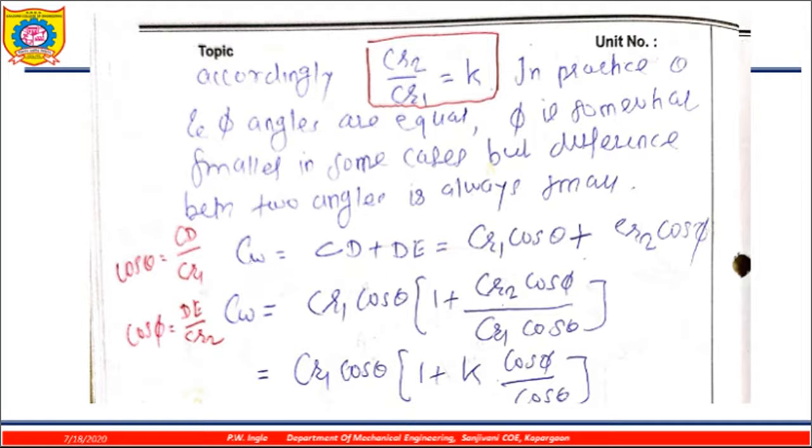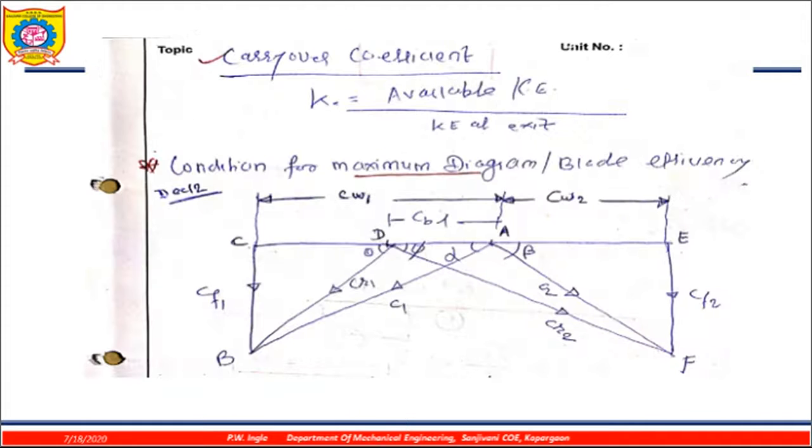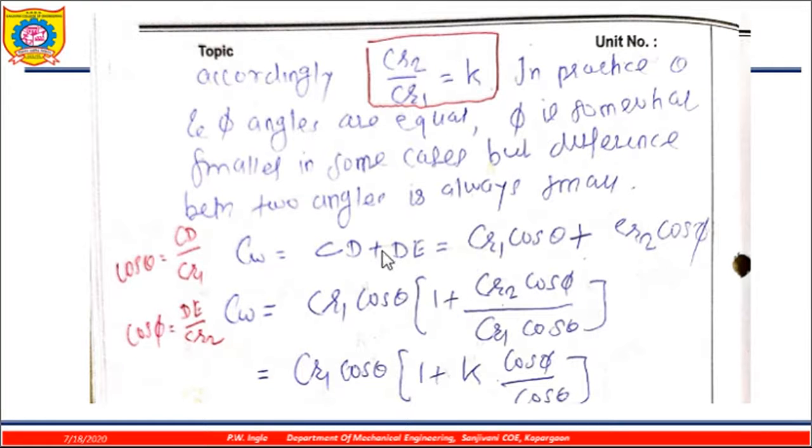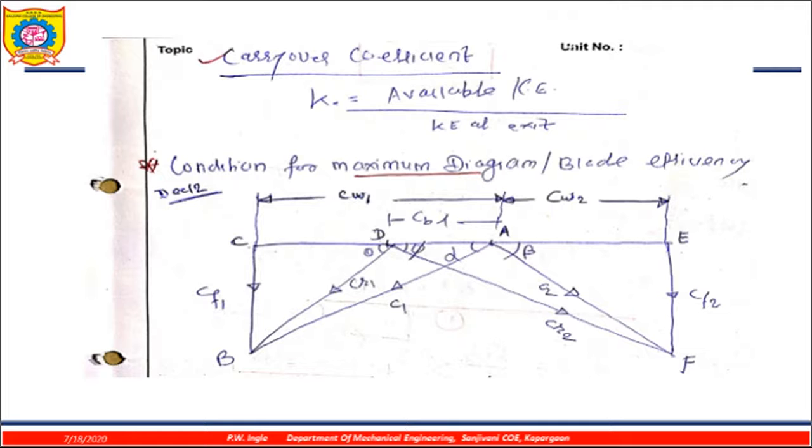Now what is CW? CW is nothing but CW1 plus CW2. So it is CD plus DE. This complete vector CE is nothing but CW. It is CW1 plus CW2, so it is CD plus DE. Now let us see this vector CD.